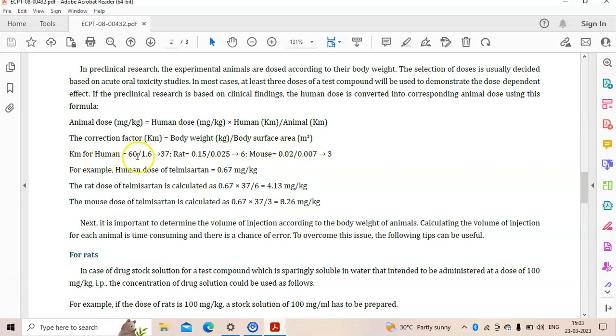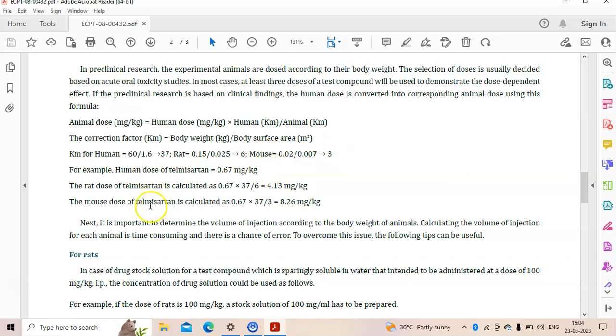So Km for human is equal to 60 by 1.6, that is 37. For rat, 0.15 by 0.025 is equal to 6, and for mouse it is 3.